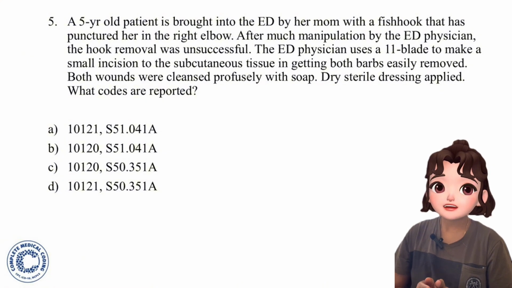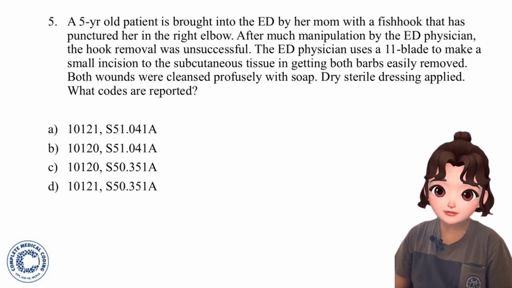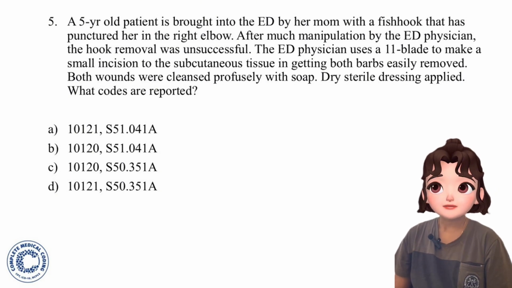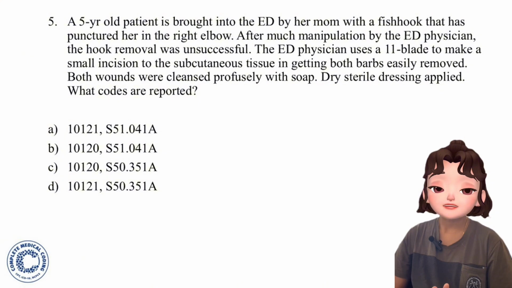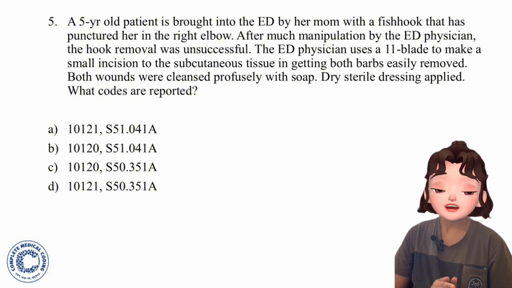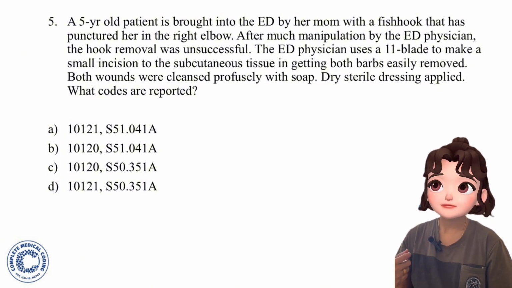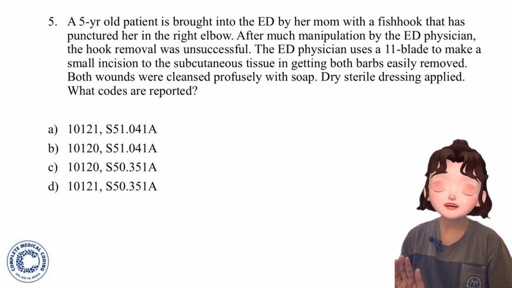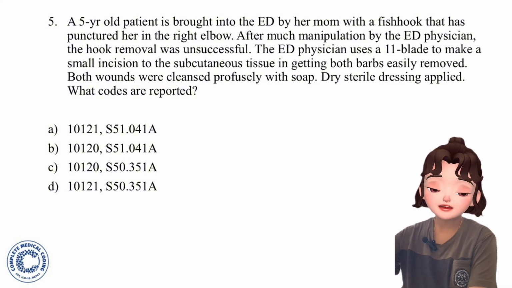Initially, the manipulation done by the emergency department physician was unsuccessful, and then later he made an incision. So it means this is not at all a simple procedure. This is a complicated procedure because two wounds have been made for the incision procedure. Since the simple procedure was unsuccessful, that is why he made an incision. So this is a complicated procedure.